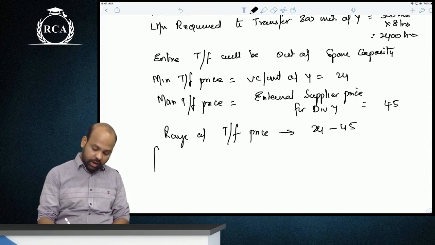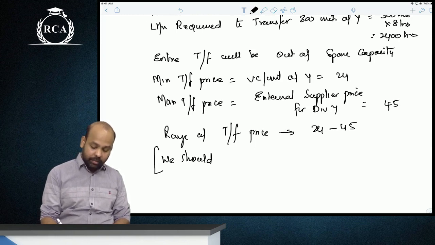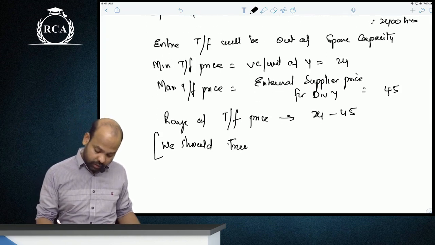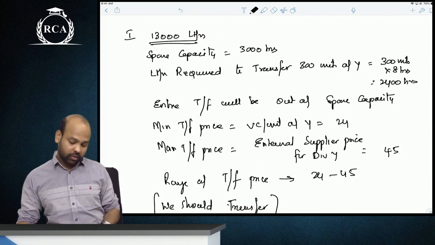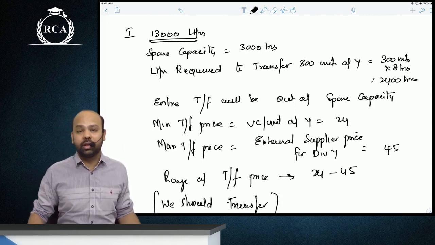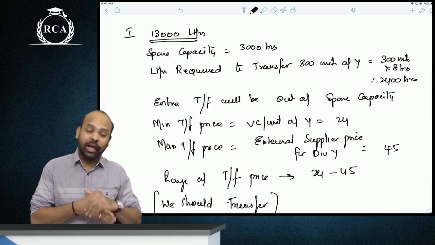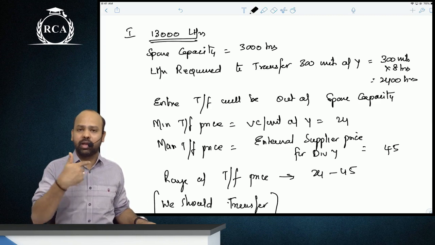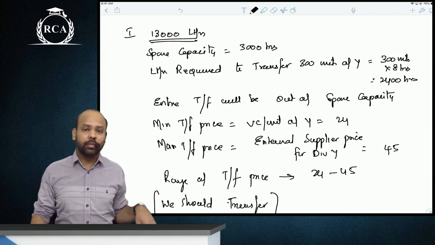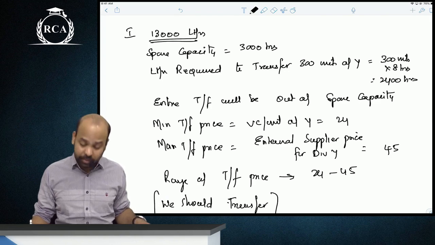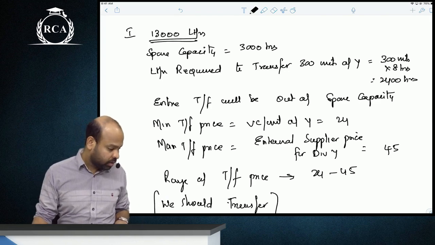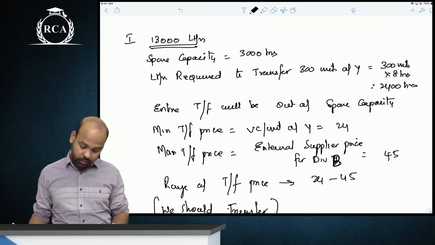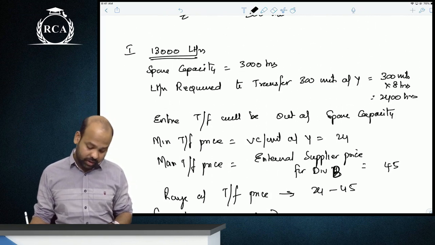We should transfer because it will result in a benefit to the entire organization. The entire organization would save 21 rupees per unit. So this is the first scenario, wherein we have a capacity of 13,000 hours, a spare capacity of 3,000 hours, and we need only 2,400 hours. So the entire transfer will be out of spare capacity. Your minimum transfer price is equal to variable cost, and the maximum transfer price is the external supplier price for division Y. We should transfer. This is the answer to the first bit.